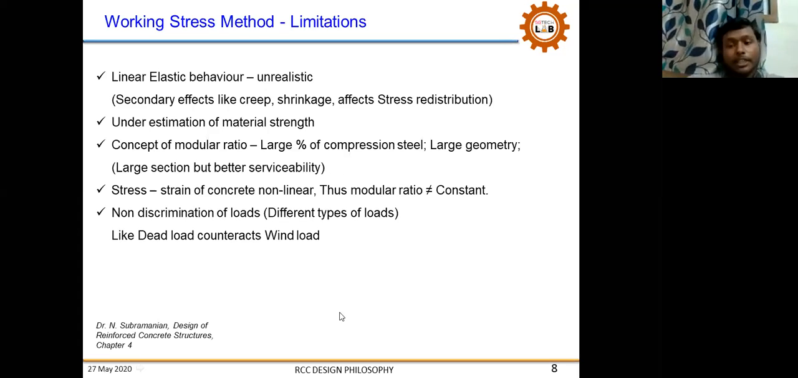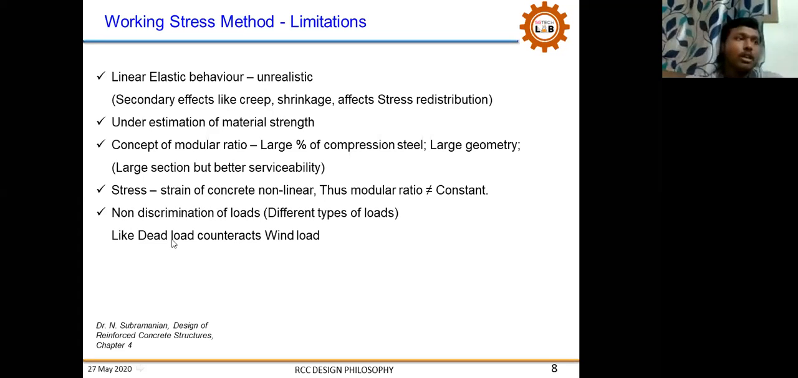And they have not categorized the different types of loads. They have taken all the loads that come into play, just added those values, and designed for it. That is not at all economic. For example, dead load counteracts wind load, but they design for both dead load as well as wind load, that is, they design for 1 + 1 = 2. Whereas here 1 - 1 is 0, so they don't have to take into consideration the dead load counteracting the wind load. These mistakes are made in the working stress method. That's why it is not at all feasible.